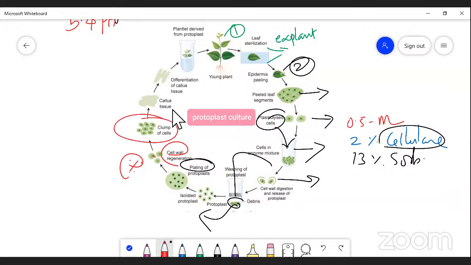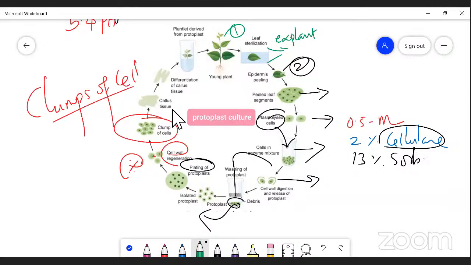After formation of the cell wall around the protoplast, we get a group of cells. They are called clumps of cells. That means a group of cells are initiated. When we transfer these clumps of cells into a beaker or petri dish containing growth substances, there is an unorganized mass of tissue that is called callus. What is callus? It is a group of tissue which is undifferentiated into root and shoot.